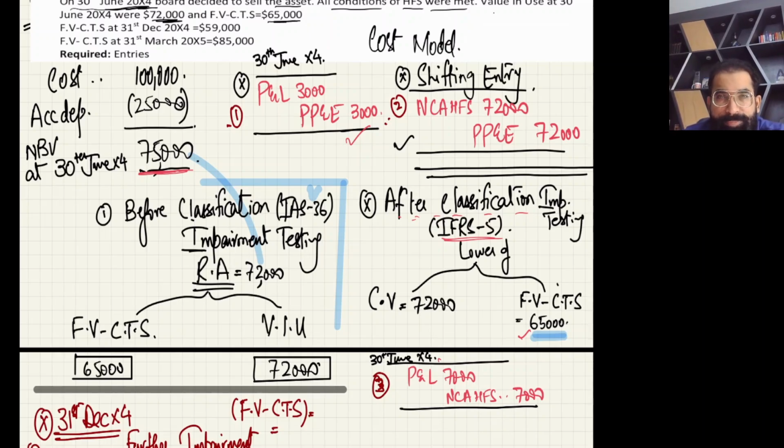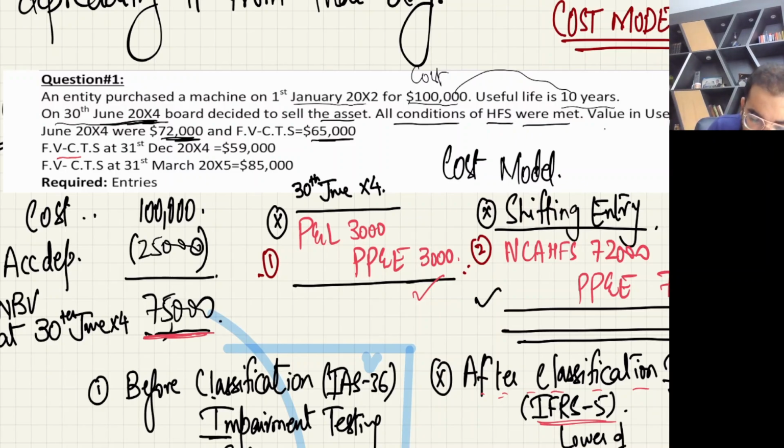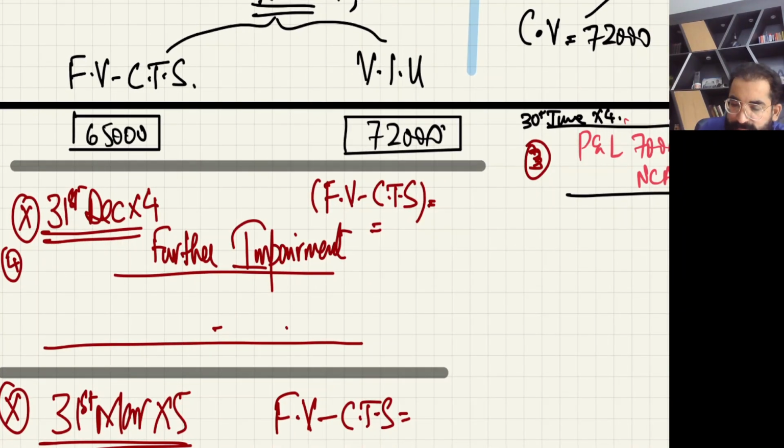What is the next thing? Listen, see the question. Now the fair value less cost to sell at 31st December X4 is 59,000. The asset went down more. It's 59 now. So there will be further impairment. At 31st December X4, the fair value less cost to sell is 59,000.